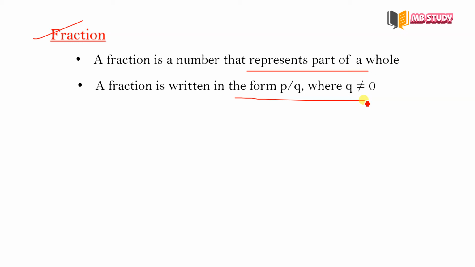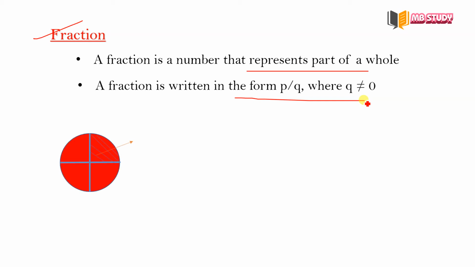So why? Because in the fraction there are two parts, one is numerator and another one is denominator. If denominator is equal to 0, the solution of the equation is infinity. So the denominator is not equal to 0. That's why denominator is not equal to 0.